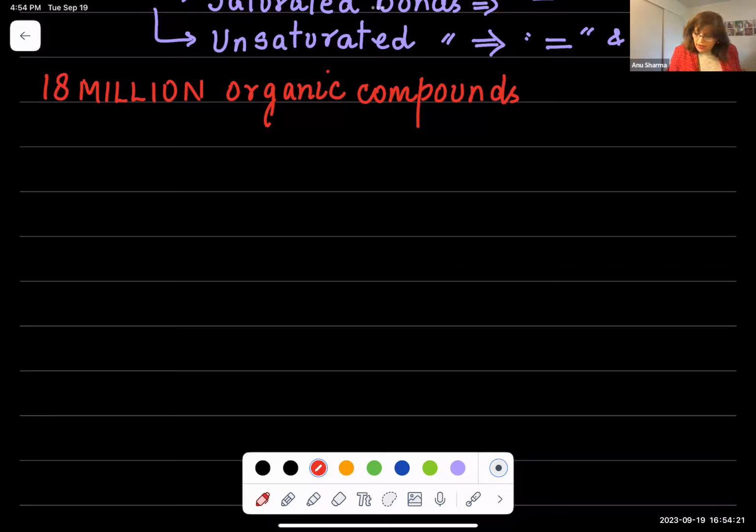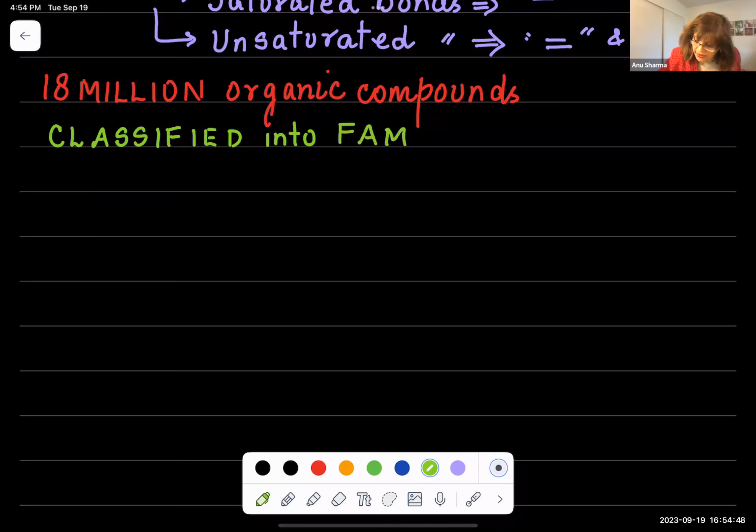So how do you manage all these? What we do is classify them. We classify these molecules into different categories. Just to manage them, they are classified into families. And what are these families called? Just for the sake of organizing these molecules, first of all, very broad families, and these families are based on functional groups.